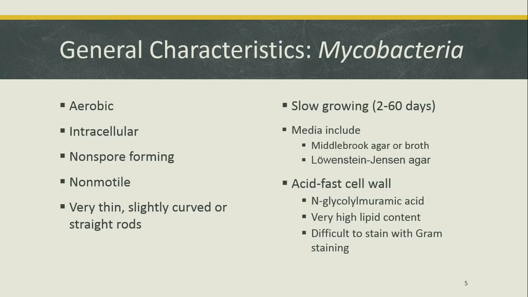So general characteristics for your mycobacteria is that they are aerobic, they grow intracellularly, they are non-spore forming, non-motile, usually thin, slightly curved or straight rods, and they grow very, very slowly. Now some do grow a lot faster than others, but the ones that are usually pathogenic for us that we're going to be discussing today are slow growers. Media that we use to grow these is your Middlebrook agar and your Lowenstein-Jensen agar. And again, an acid-fast cell wall with a very high lipid content.